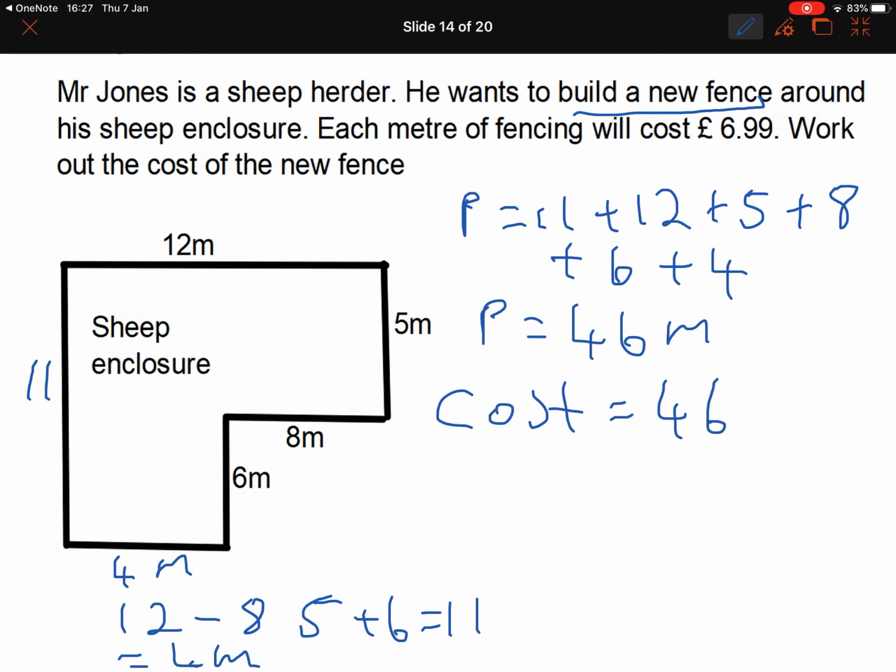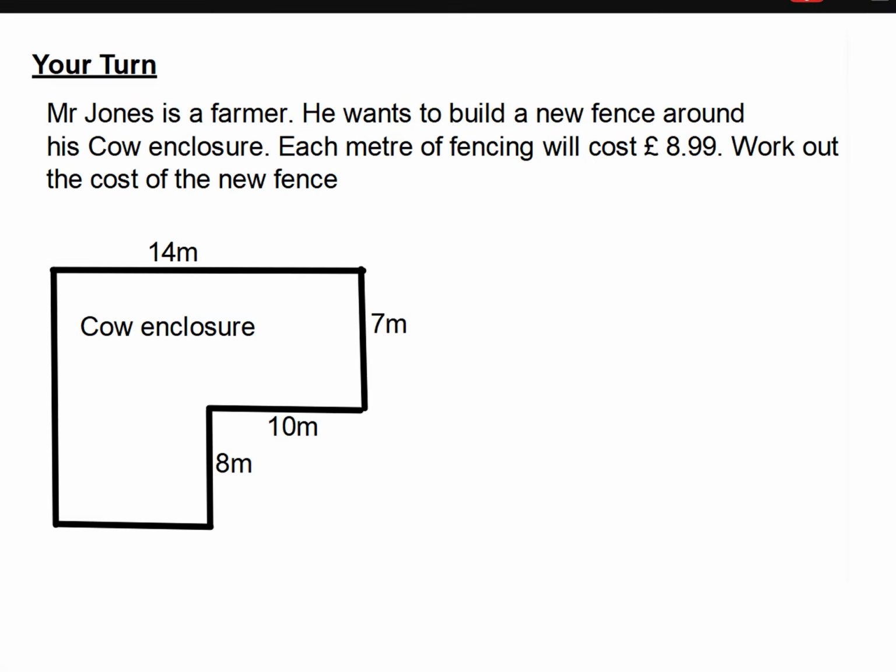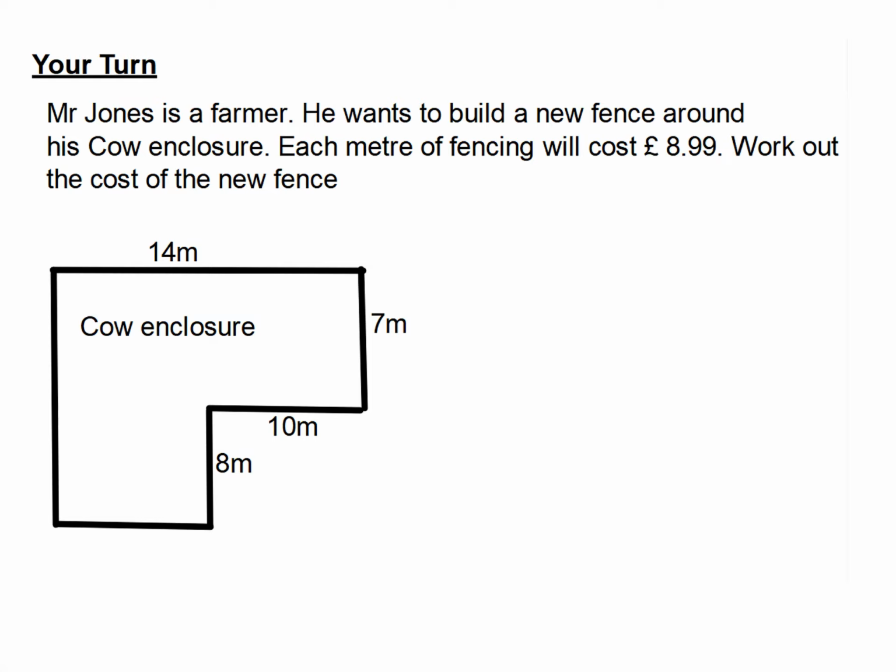So the cost is just going to be 46 times £6.99. And your answer is £321.54. And just remember, it is in pounds and pence, so it's important that we have this to two decimal places. Right, I would now like you to have a go at this question, please. Pause the video, have a go.